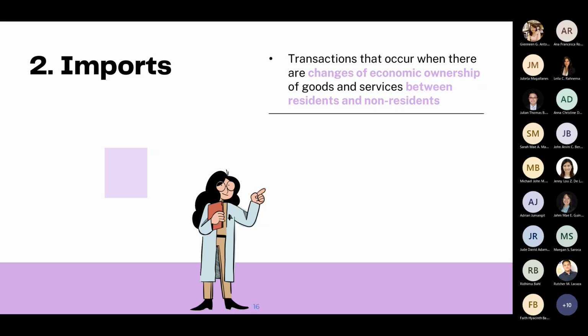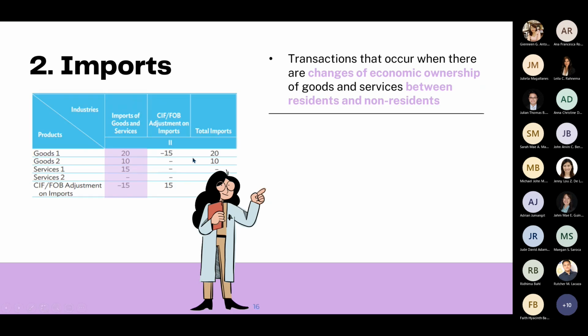However, in the 2008 System of National Accounts and BPM6, the Balance of Payments Manual 6, total imports of goods are valued at free on board, or FOB, prices. Thus, an extra row and extra column of adjustment, as you can see here, must be made to reconcile the different valuations between CIF and FOB.